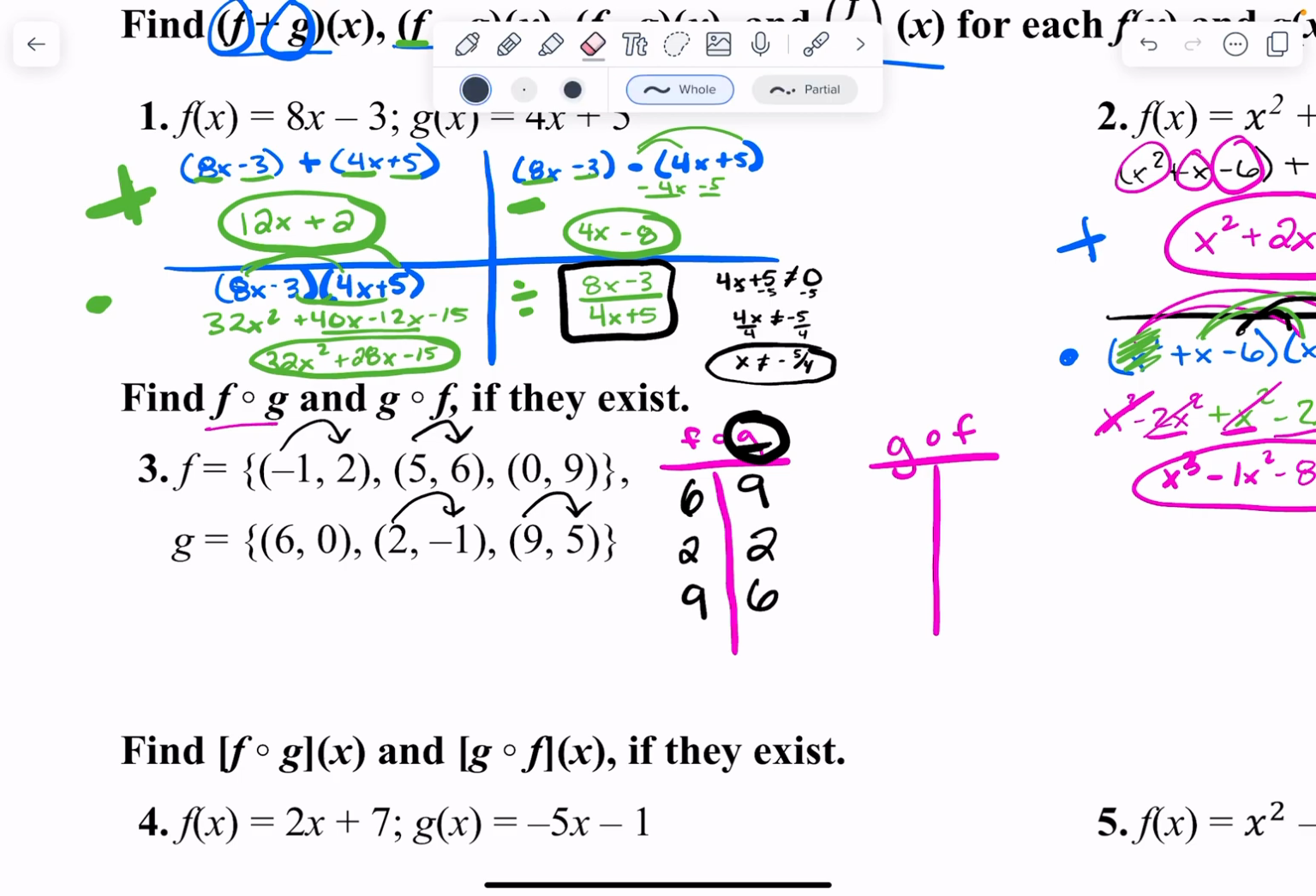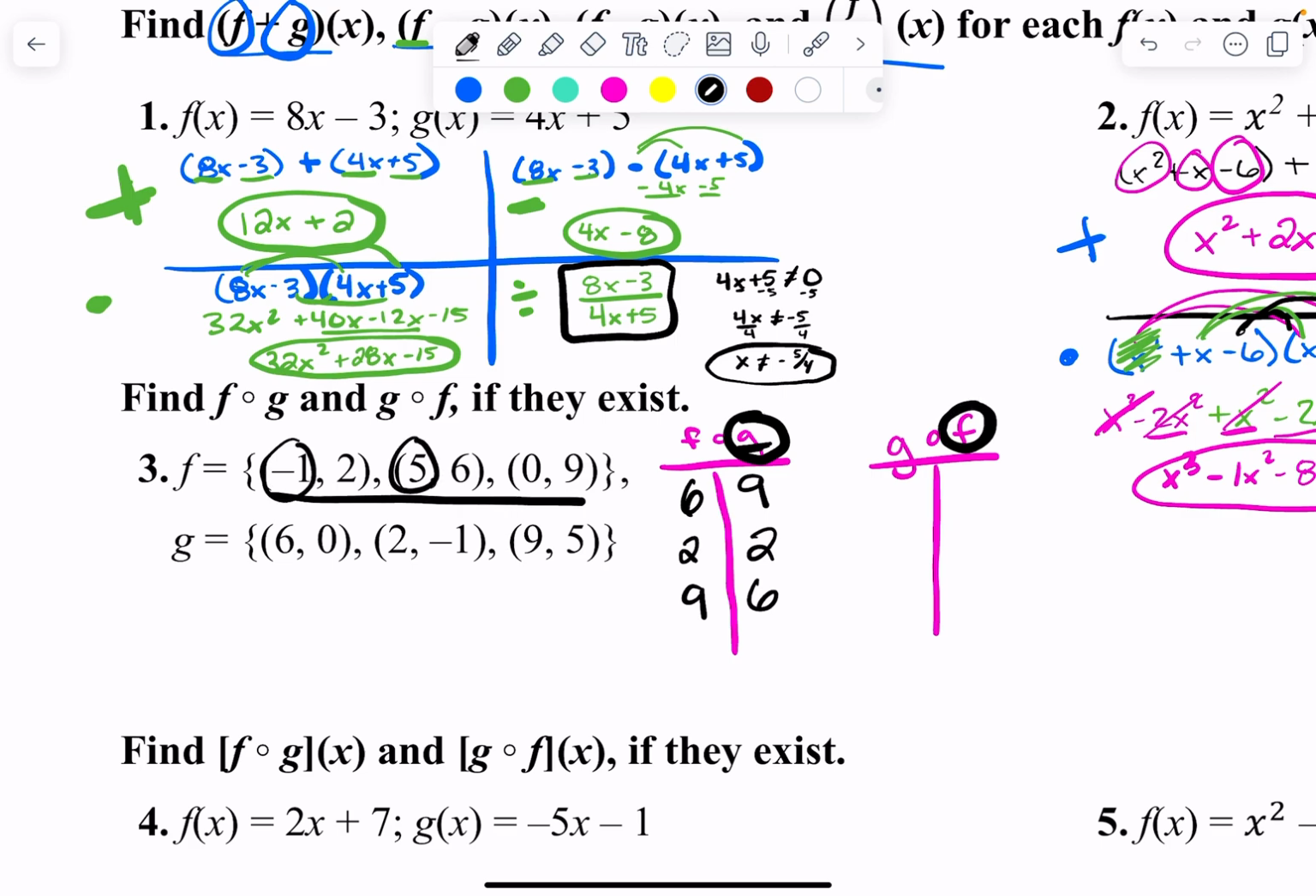That's that, all right? The second one that I have to do is G composed of F, so I'm going to start with my F's. And F's are these guys, and I start with the X's. So I do negative 1, and 5, and 0, okay? All right, now I look at those numbers.